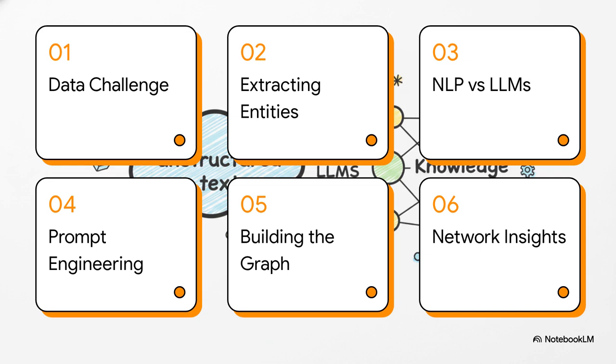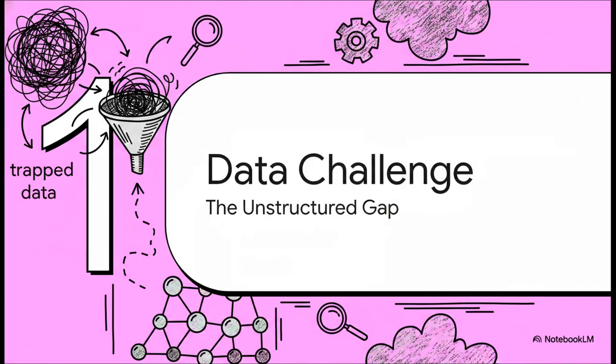So here is our roadmap to solving this. We'll look at the overarching data challenge, define how to extract entities, compare traditional NLP with LLMs, dive into some prompt engineering, build our graph, and finally uncover some mind-blowing network insights. All right, let's jump straight into the first major hurdle, bridging the unstructured data gap.